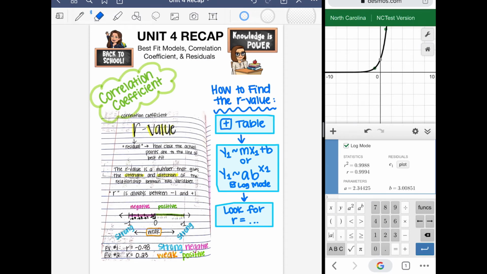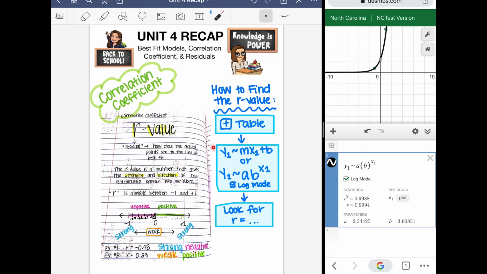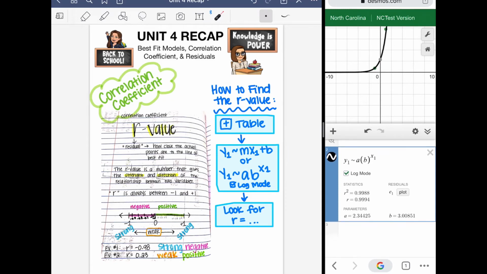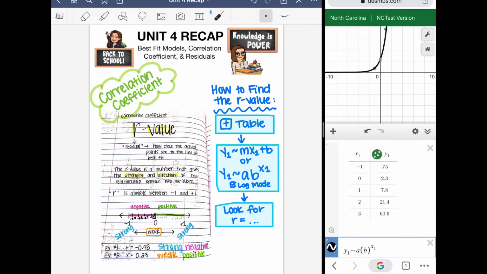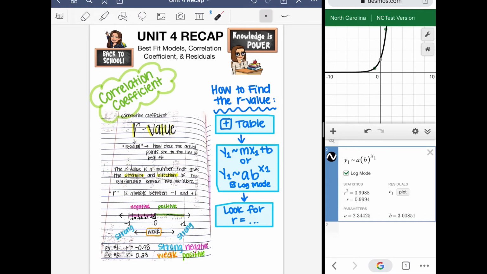The next question you might have is, how do I find this R value? Where does it come from? When you fit a table to a best fit equation, then you will get an R value when you click log mode if you're doing an exponential, or you'll get an R value when you type in your linear best fit model. So when you type these into Desmos after you put your table in, it gives you an R value. So you can see over on my Desmos screen where it says R equals 0.9994, that is my R value. So this exponential function we have has a strong positive correlation. So that means that those data points that I put in this table up here are very, very close to fitting an exponential model.